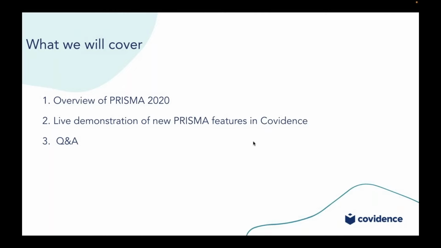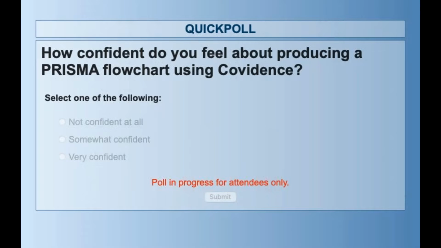And before we start on any of that, I'm just going to run a quick poll, which you should see on your screen now. I'll run that for 30 seconds or so. We'd like to know how confident you feel at the moment about producing a PRISMA flowchart using Covidence. Thanks for sending us a response to that, and we'll come back to this again at the end.